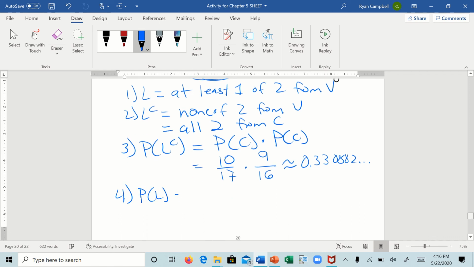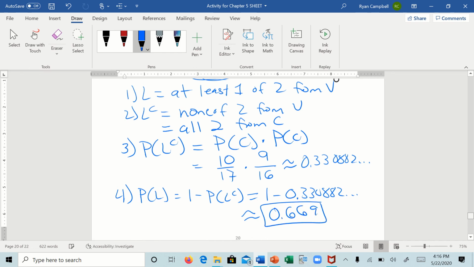So the probability of at least 1 is just going to be 1 minus that step in step 3. So 1 minus 0.330882, blah, blah, blah, which is about 0.669.